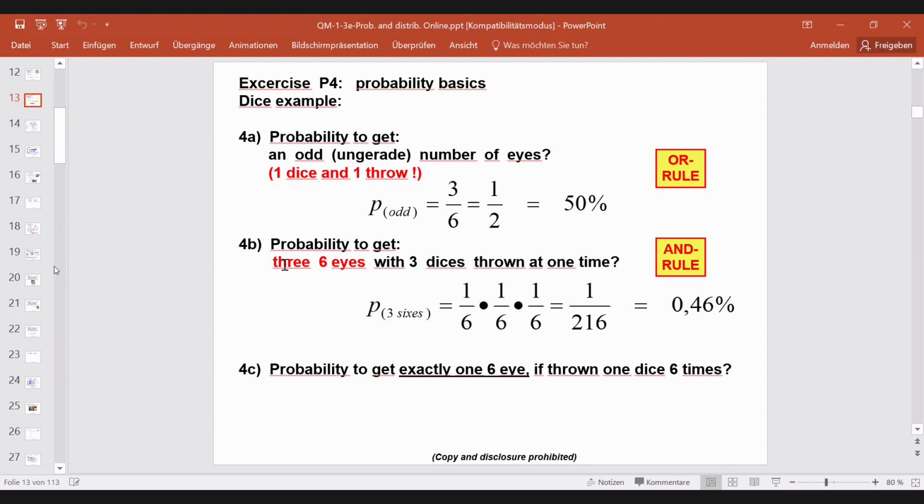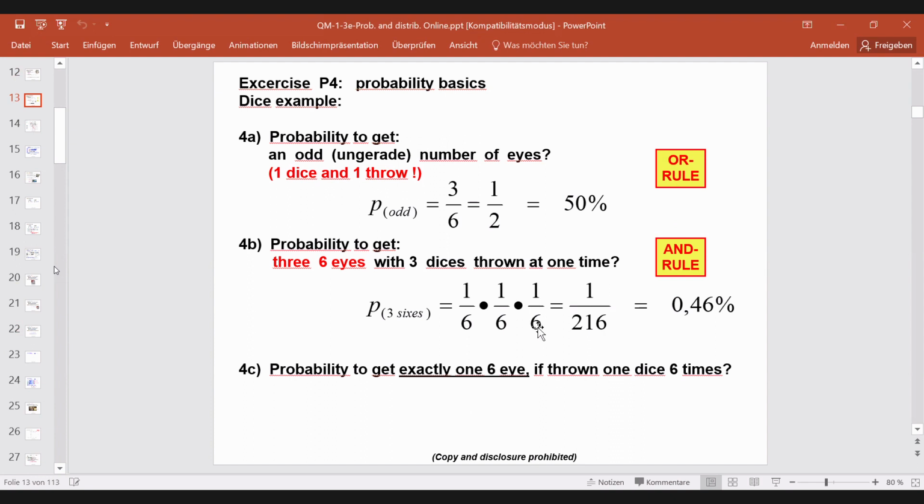The probability to get three sixes if three dice are thrown at one time. For the first die, you have this single probability to get a six. This is the second die. The probability is also 1 to 6 to get a six. And this is the third die.